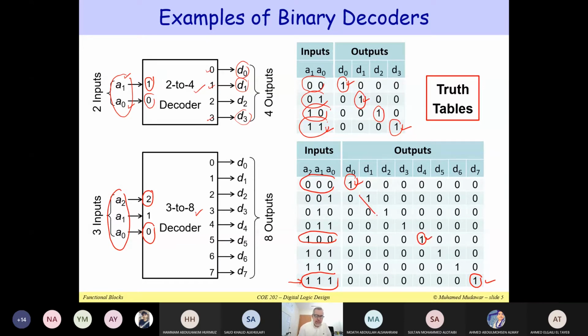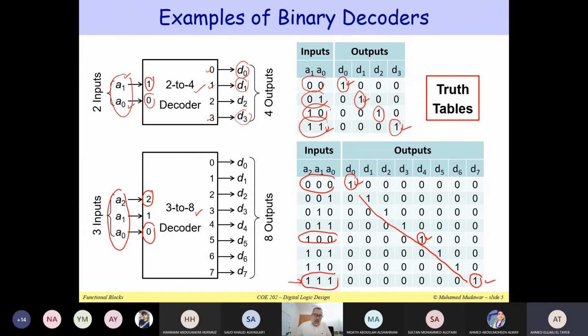So notice that all the ones here appear on the diagonal, and all the remaining outputs are zeros. This is the decoder. That's what the decoder does. Okay, so this is the function of the decoder. So these are examples of binary decoders. Do you have any question about this? Is this clear?